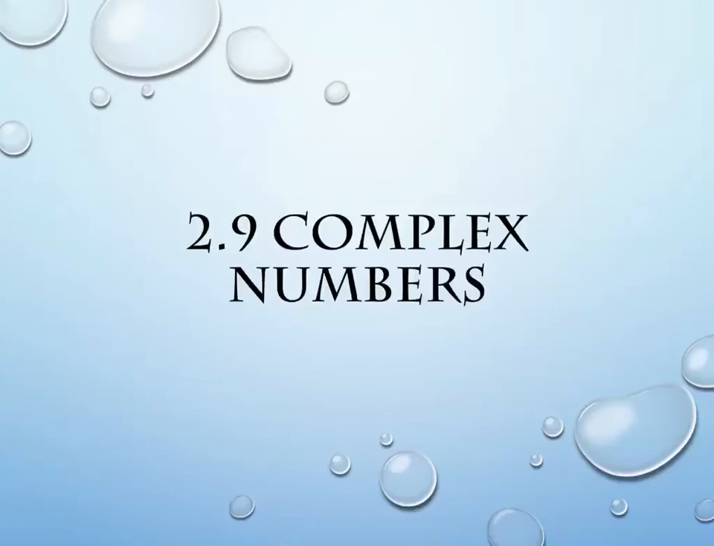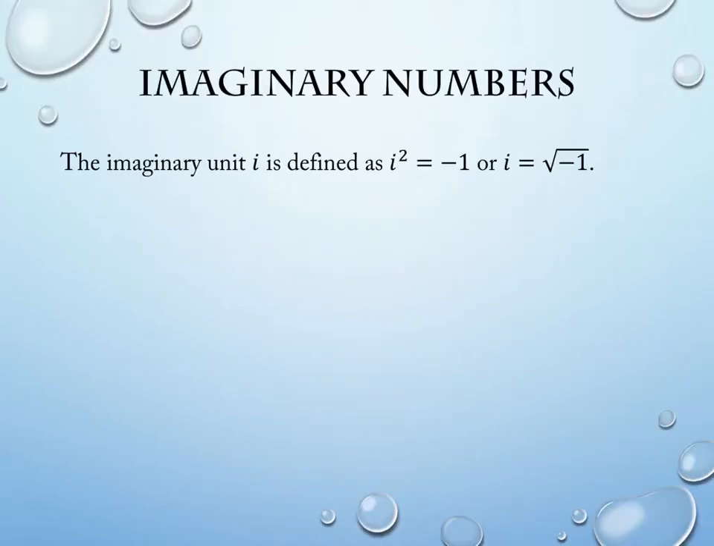Section 2.9 starts to sound like it's the same thing as what we did before. It has the word complex in there. We talked about complex fractions last time. We're going to talk about complex numbers this time. Complex numbers come from the imaginary unit, which is the square root of -1. So the imaginary unit i is defined as i squared is equal to -1, or as i is equal to the square root of -1.